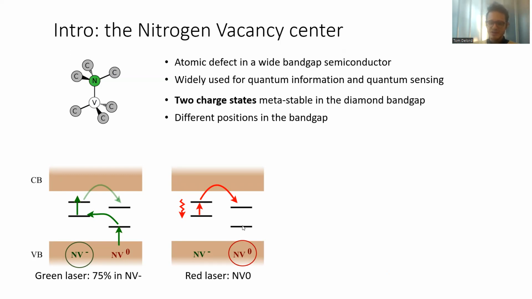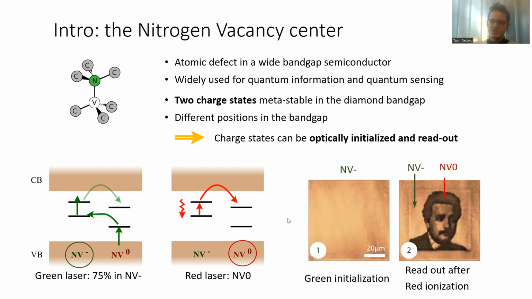So those two wavelengths give us means to both optically initialize and read out the NV charge state. And so you can take advantage of this process to design a memory. For example, if you use a homogeneous sheet of NV centers, NV ensembles, you can initialize it into a bright state with a green laser, so into the NV minus state.